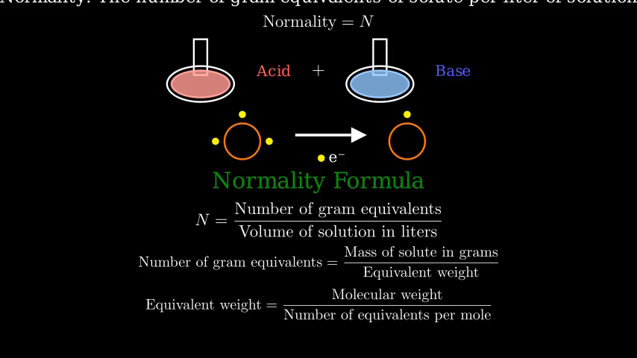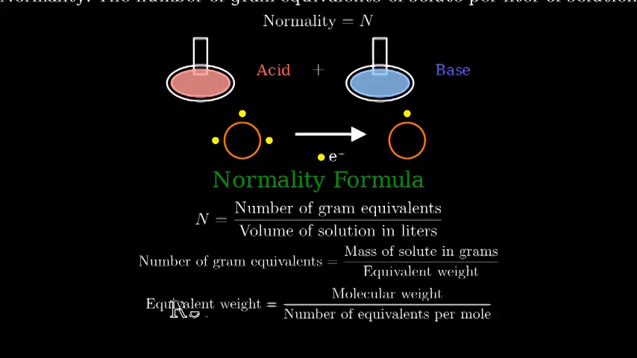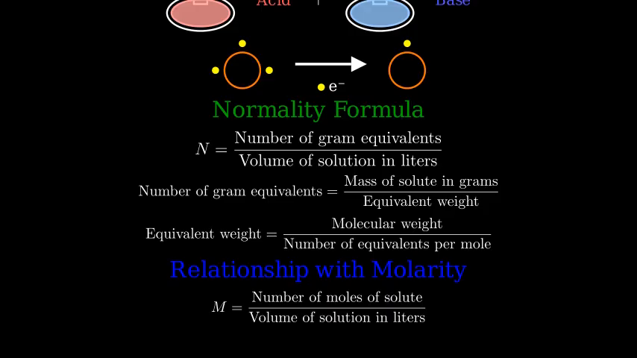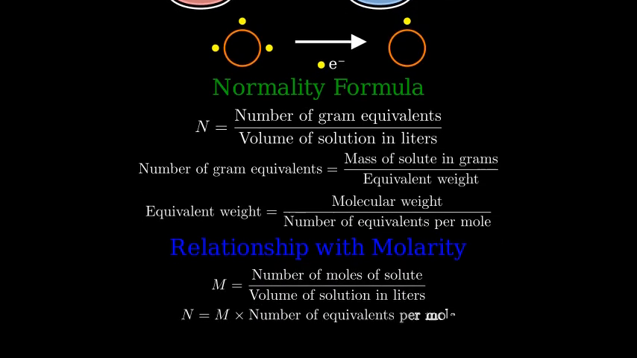Now, let's see how normality relates to another concentration unit you might already be familiar with, molarity. Molarity, symbolized as capital M, is defined as the number of moles of solute per liter of solution. The relationship between normality and molarity is given by normality equals molarity multiplied by the number of equivalents per mole.